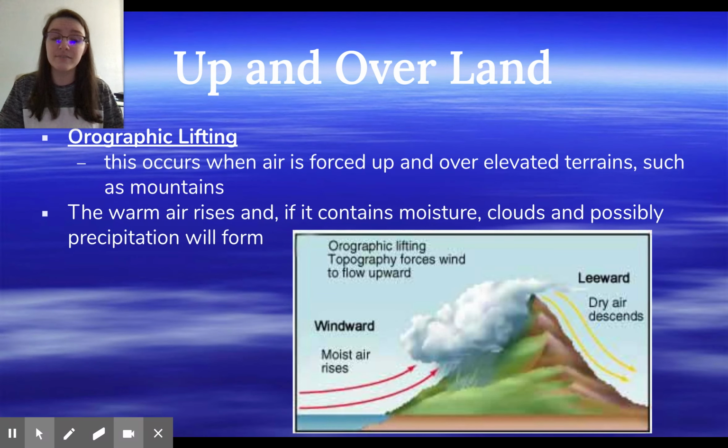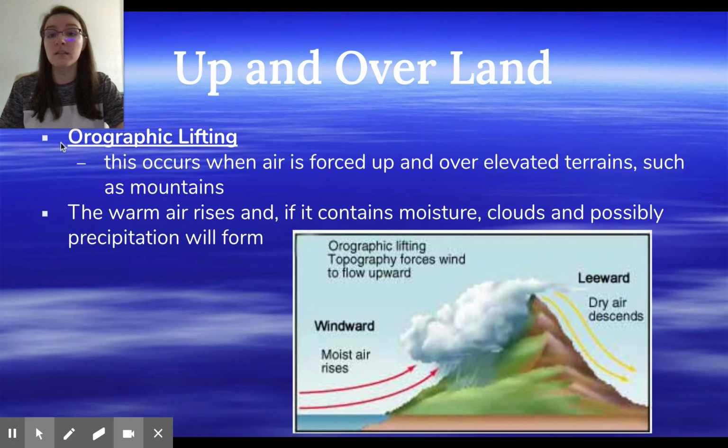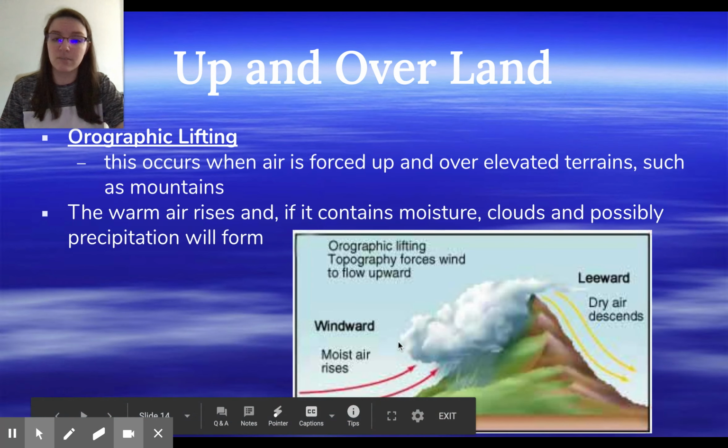So orographic lifting is moving up and over land. Typically, you have moist, warm ocean air being lifted over a mountain, and dry air descending. Orographic lifting is when air is being forced up and over elevated terrain. Remember when we talked about mountain building? Oro means mountain. Orogenesis was the birth of a mountain. So in orographic lifting, the air is being lifted upwards by mountains or elevated terrain.